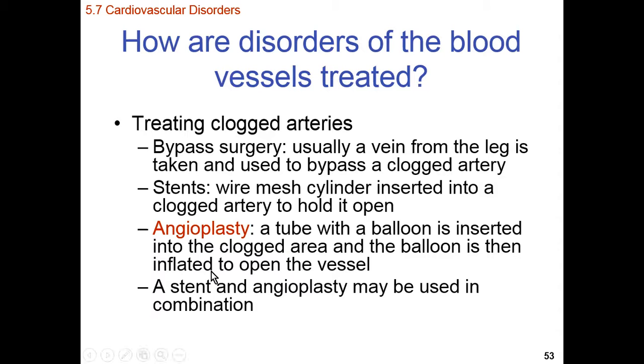Or we can use an angioplasty. An angioplasty is a technique where you insert a balloon into the blood vessel and then inflate the balloon to pop the blood vessel open. Many times, the stent will be wrapped around the balloon, and you'll push the balloon and stent in place, inflate the balloon, and cause the stent to pop open, and then deflate the balloon and pull the balloon out and leave the stent behind.